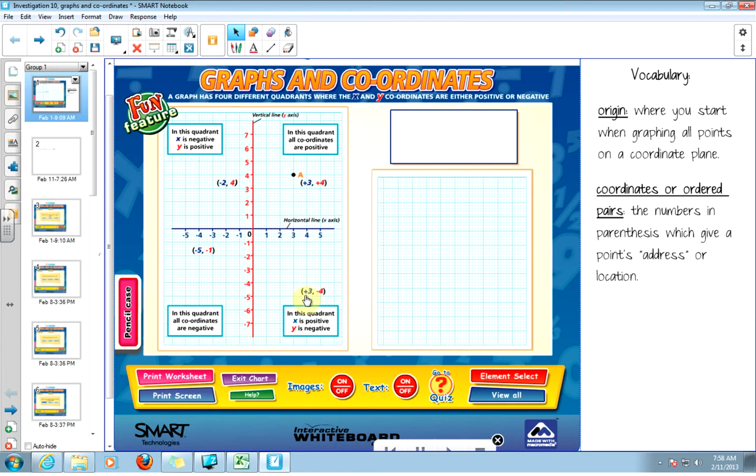Let's go ahead and do that one down here with 3, negative 4. So we're going to run 3, and we're going to jump negative 4. 1, 2, 3, 4. We found point B.